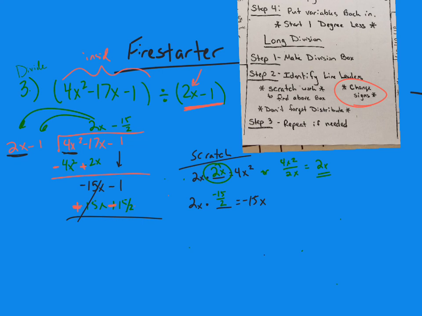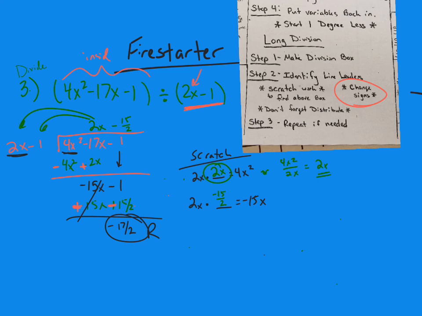Minus 1, minus 15 over 2 is minus 17 halves. You could write 8.5, that is totally fine. Negative 8.5 is fine. Remember, this is your remainder because, one, we're out of space, and two, there is no way to take 2x and multiply it to get rid of an x. So your answer is actually going to be this.